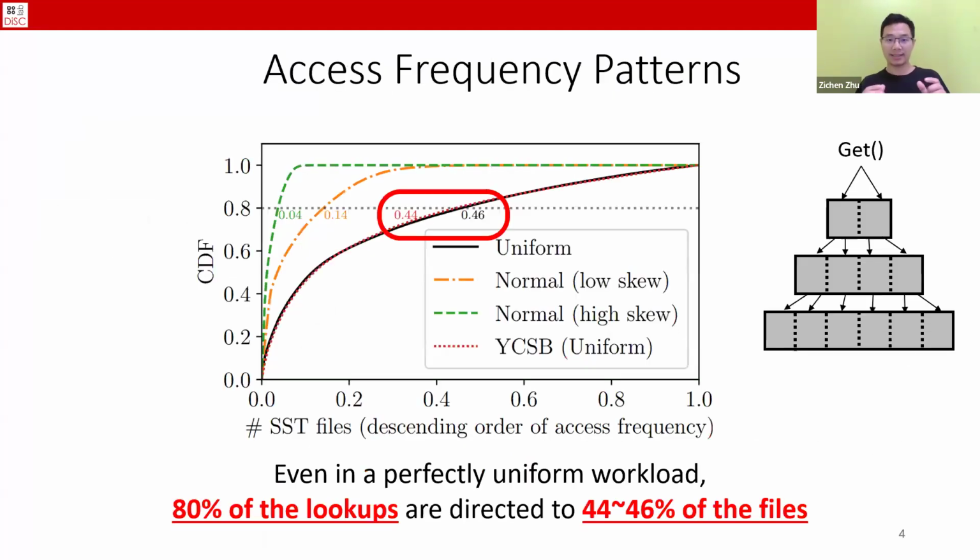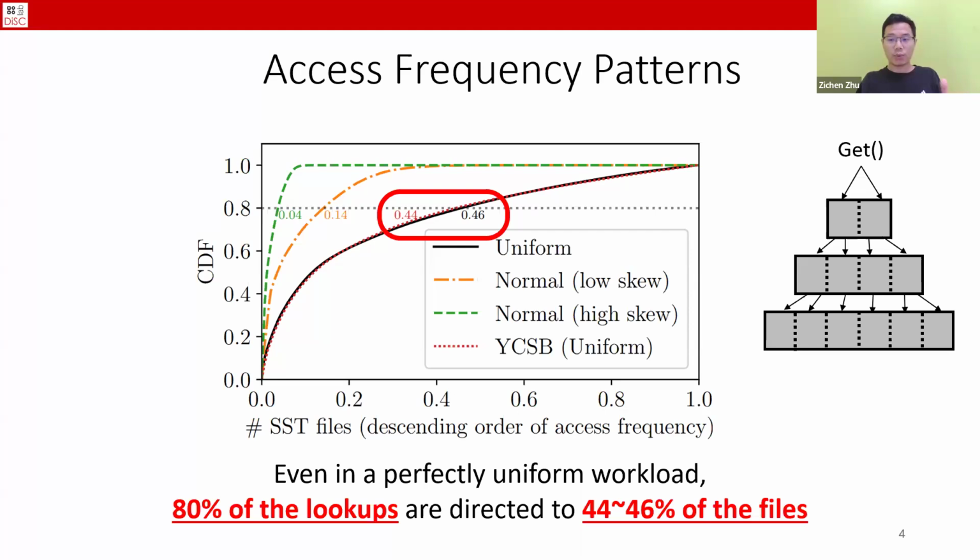However, if we look at the access frequency patterns by looking at the CDF of each SST file, we'll find that even in a perfectly uniform workload, 80% of the lookups are directed to just 45% of the files. And this is because files in shallow levels naturally have higher access frequency than files in deeper levels. Assuming the min-max range is approximately the same across all of the levels, as the number of files grows exponentially, the min-max range becomes narrower when we are moving to deeper files.